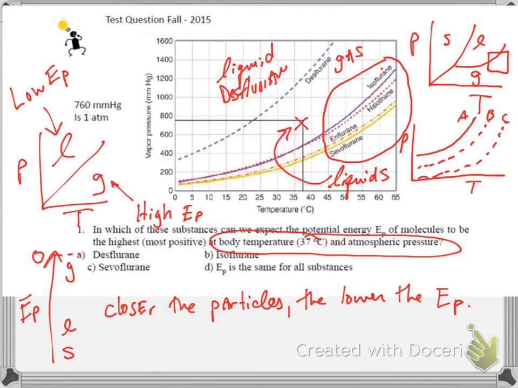That means that the highest potential energy must be desflurane, because isoflurane is a liquid, sevoflurane is a liquid, and they're certainly not the same for all substances. The way you can have the potential energy the same for all substances is if they were in the same phase, meaning you have to be above to the left of all substances or below and to the right of all substances. The answer would be A.